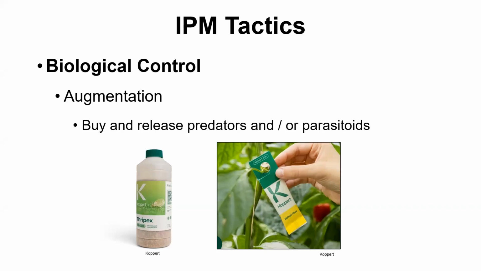If you're going to do some augmentation, make sure you're buying from someone who knows what they're doing, like a company like Koppert. There's also IPM Labs in Locke, New York, which is another company that sells these things. Because if you just go on Amazon and buy lady beetles, you don't know what you're getting. They're probably not going to survive very long, and that's not a good tactic, just to buy random things. You want to buy from a company that is actually producing these things for control.